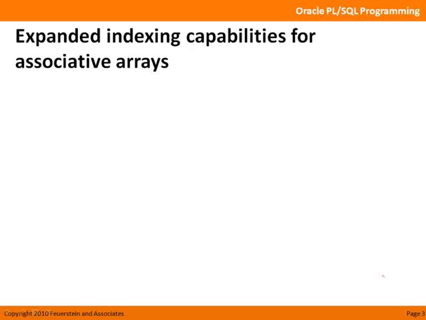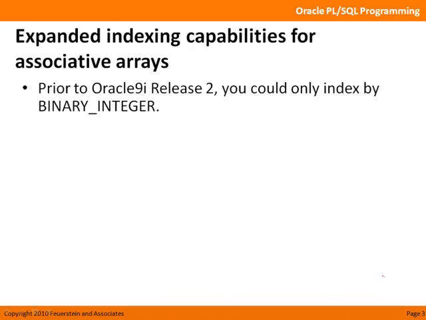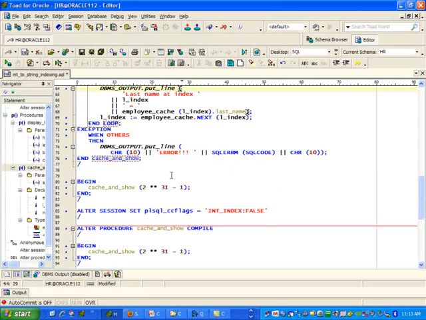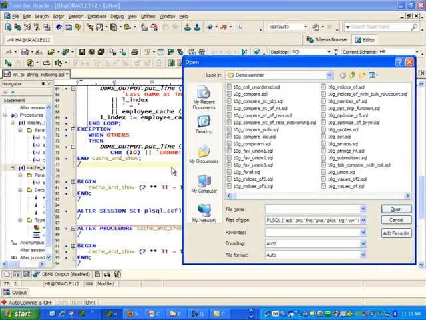So what I want to talk about are the extended indexing capabilities for associative arrays, and most importantly, the ability to index by strings. Prior to Oracle 9i Release 2, a while ago now, you could only index by a binary integer, which means, to be very specific, that if I was defining an associative array type, let's take a look at a simple example.